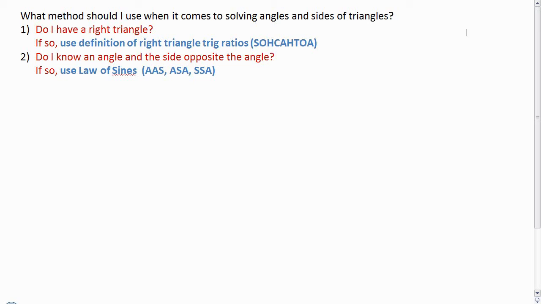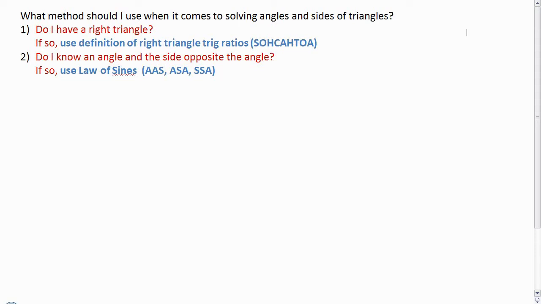This is the third of 3 videos that answers the question, what method should I use when it comes to solving angles and sides of triangles? And the process I went through is I asked myself first, do I have a right triangle? If I did, I used right triangle trig ratios, otherwise known as SOHCAHTOA.